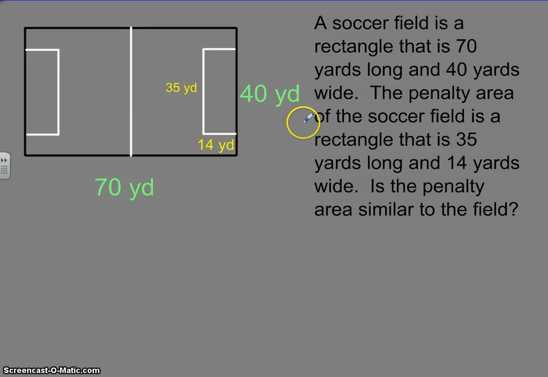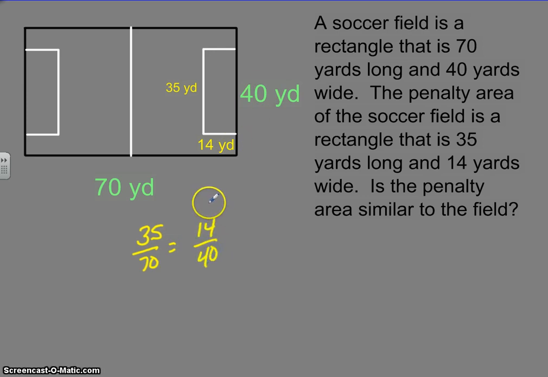Next, let's look at this word problem. A soccer field is a rectangle that is 70 yards long and 40 yards wide. The penalty area of the soccer field is a rectangle that is 35 yards long and 14 yards wide. Is the penalty area similar to the field? Okay, so let's set up a ratio of the corresponding sides. Now this is the long side of the field, this is the short side of the field. Now let's look at the penalty box. What would the long side of the field correspond to in this rectangle? Well, the long side of the penalty box. So 35 and 70 are corresponding sides, right? And then I've got 14 and 40.